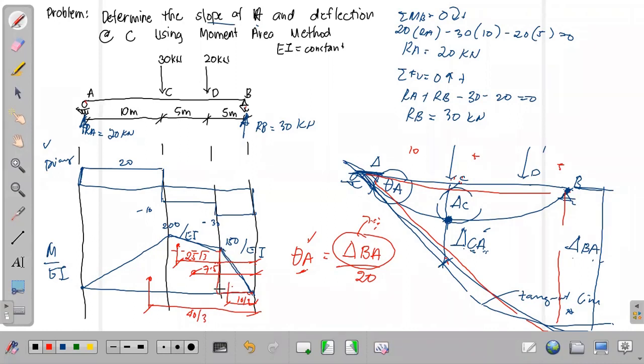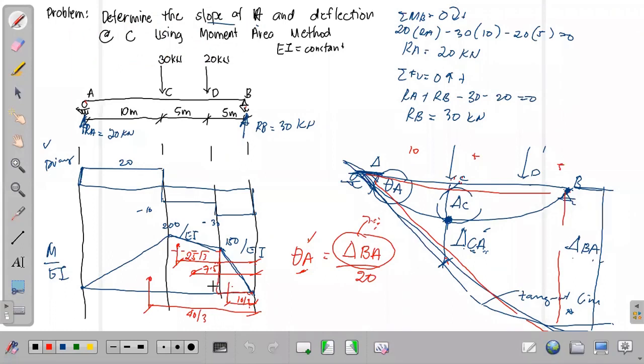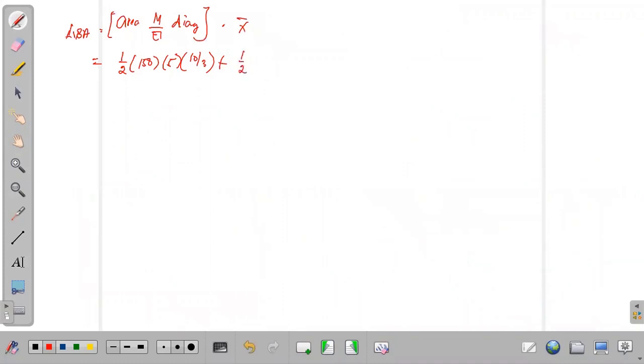Unahin natin itong triangle. So 1/2 of 150 times 5 times 10 over 3 plus itong maliit na triangle dito. So 1/2, 200 minus 150, that is 50. So 1/2 of 50 times the length 5 times the location of the centroid is 25 over 3.